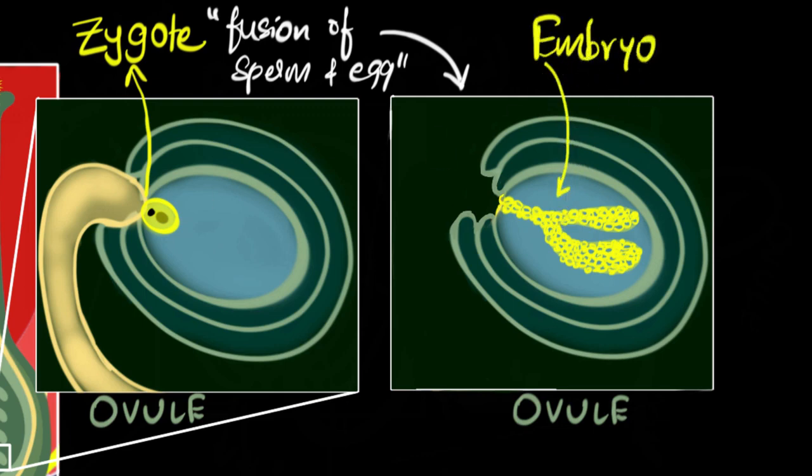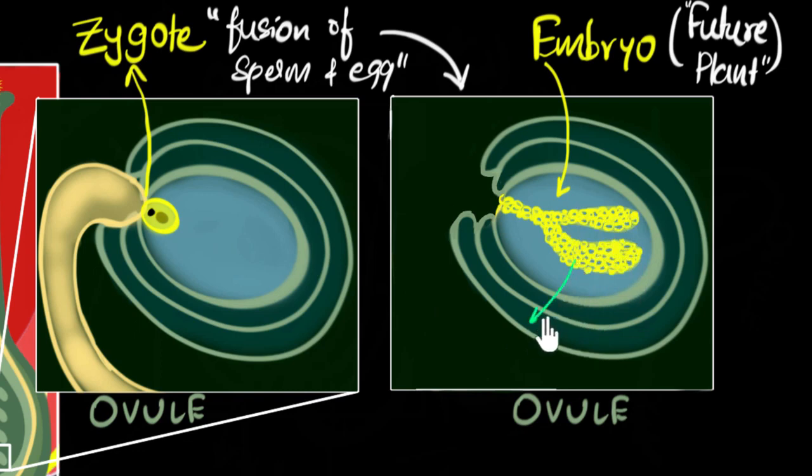So you can think of the embryo as the future plant. It's going to grow into the future plant. In fact, we can actually identify the parts of the embryo. If you look at these two leaf-like structures, they are called the cotyledons.